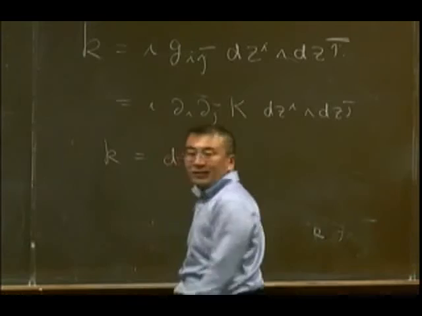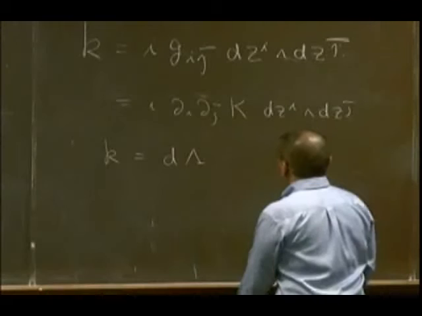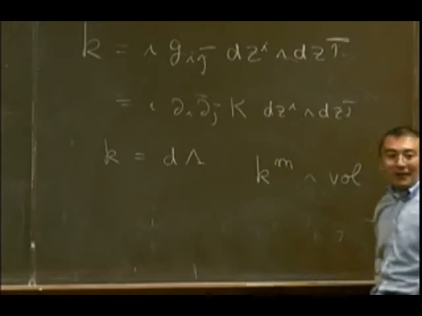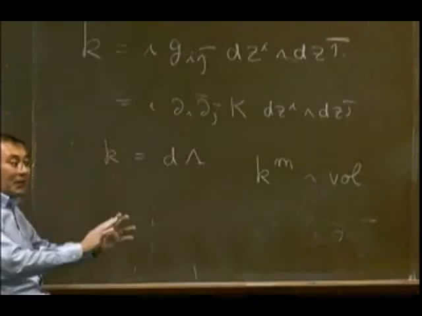And in fact this lambda would be globally defined if K were globally defined. That would be a disaster, because if you raise K to the power M, where M is the complex dimension of the manifold, then this is proportional to the volume form. I defined the volume form in the previous lecture. So this Kahler form has the property that K to the M is a volume form. So in particular, if the Kahler form is trivial or exact, then the volume form is also exact.